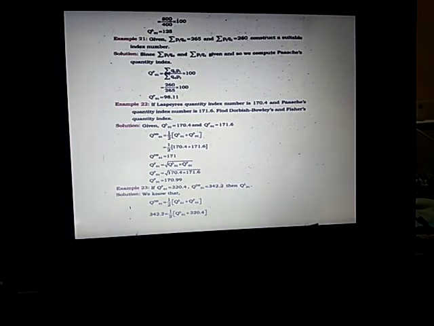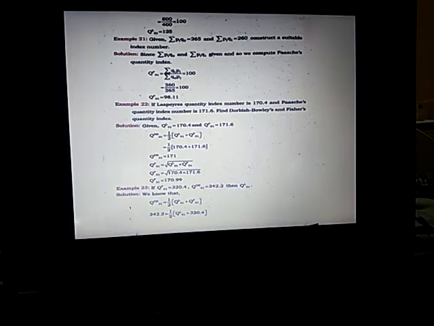Next example: given summation Q1 P0 is 265 and summation P1 Q1 is 260, construct a suitable index number. We again observe here that the current price is used as the weights. So Paasche's quantity index number is used here to calculate. Summation Q1 P1 divided by summation Q0 P1 into 100, that is 260 divided by 265 into 100, that is 98.11.